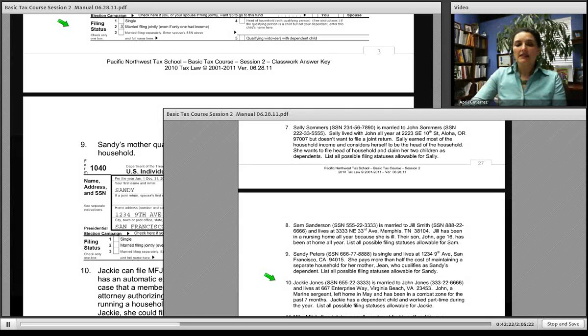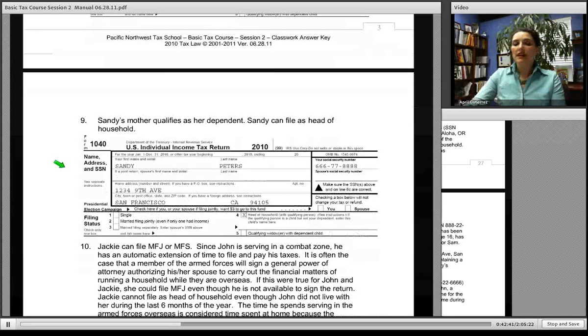Problem number 9. Sandy Peters is single and lives in San Francisco, California. She paid more than half the cost of maintaining a separate household for her mother, Jean, who qualifies as Sandy's dependent. List all possible filing statuses allowed for Sandy. Well, Sandy is single, so she could file with the status of single, but head of household is another status she does qualify for. It is more advantageous, so we're going to check the head of household filing status box.